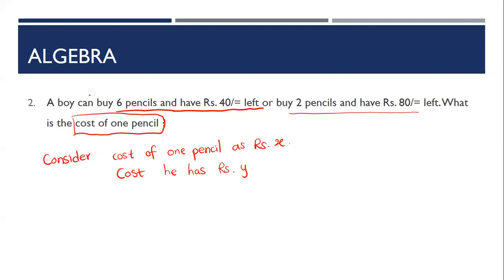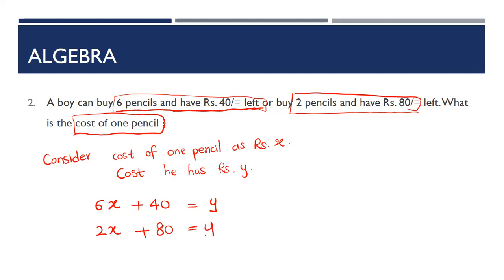So here the condition 1, he takes 6 pencils and has 40 rupees left. So he is getting 6 pencils. So that is the cost he spent for the pencils, and he left 40 rupees, and it is equal to the money he had in his pocket, Y. So this is case 1, and for the second one, he buys 2 pencils and 80 rupees are left. He takes 2 pencils, that is 2x, the cost for the pencils, and he is left 80 rupees, and in his pocket it is Y.